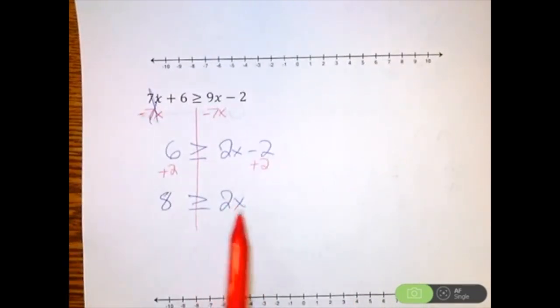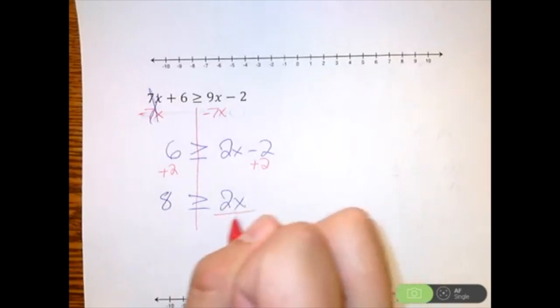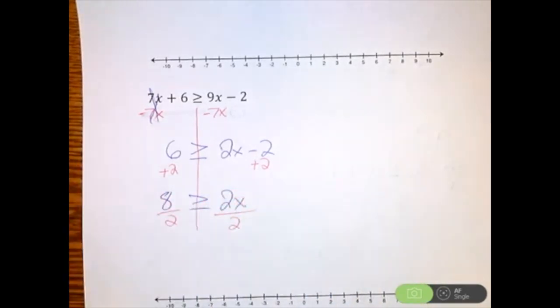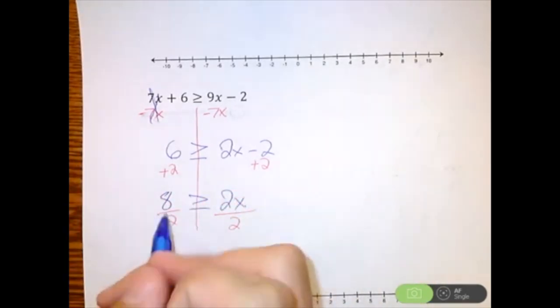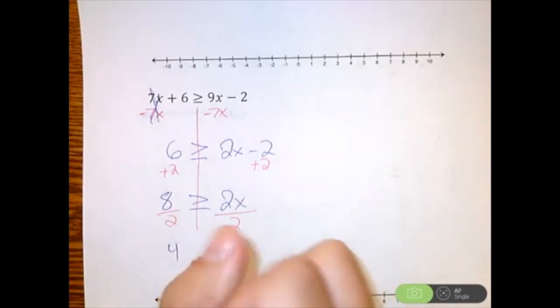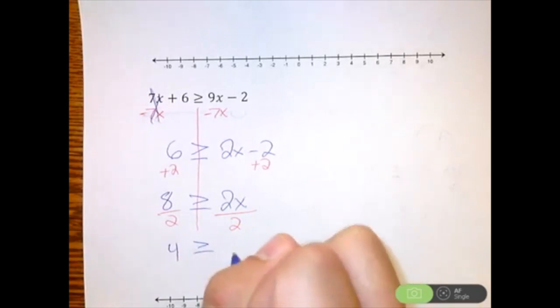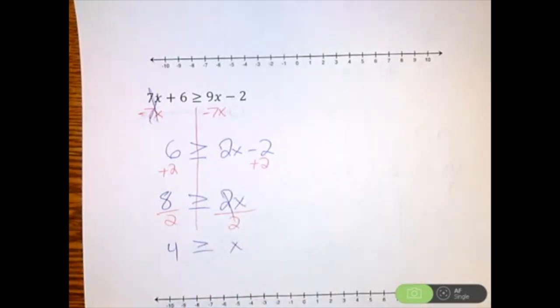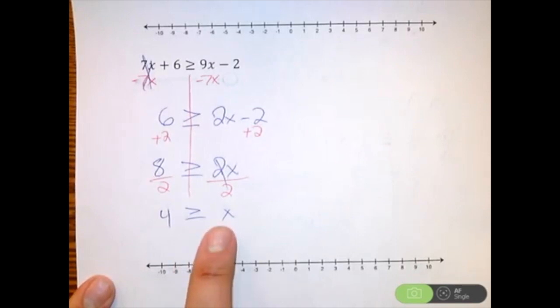Got to get this x by itself, so got to get rid of the 2. So divide by 2, divide by 2. 8 divided by 2 is 4. We divided by a positive number, so nothing changes. So it's greater than or equal to x. So I have 4 is greater than or equal to x.